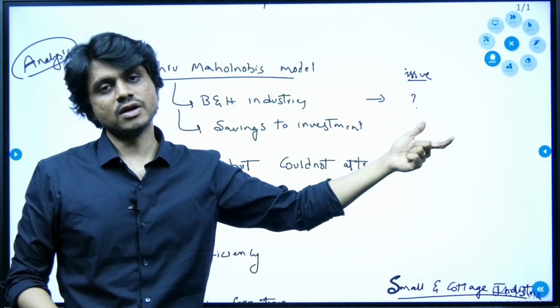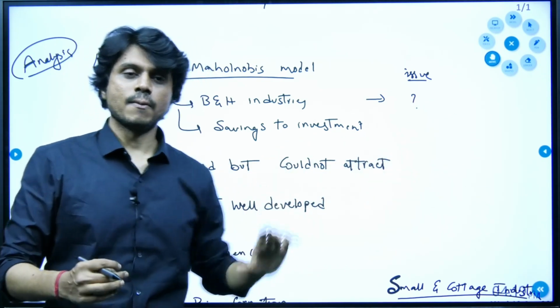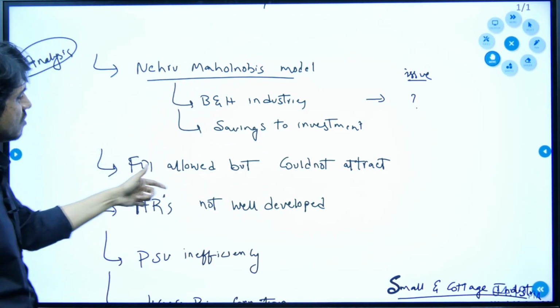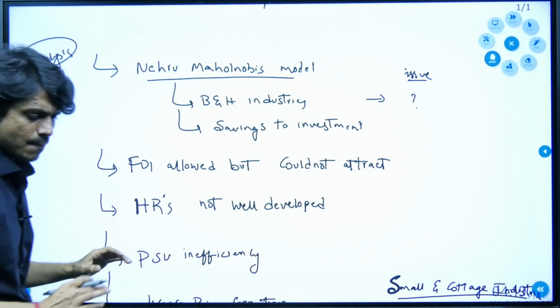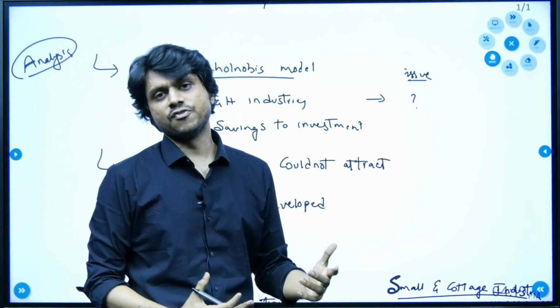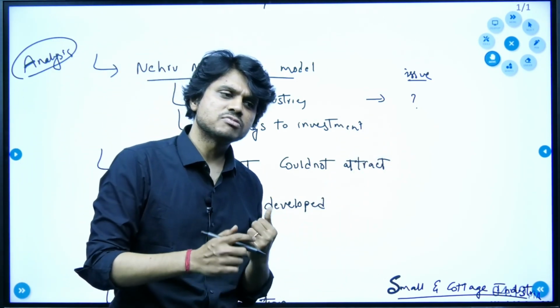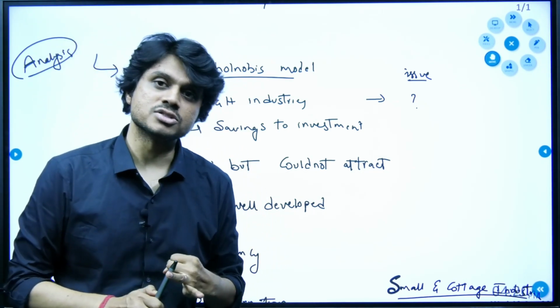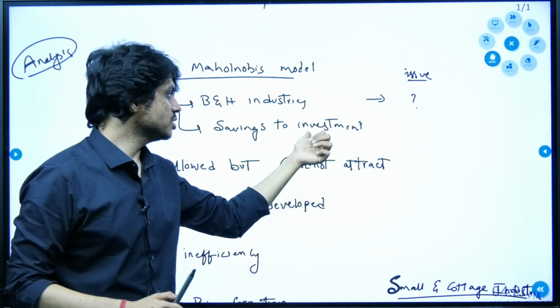Okay, this will lead to the investment. This was the approach they have followed, and they have allowed the FDI. So these things, but why has this failed? The model is good. They said, let's bring the model where the public sector undertakings would be encouraged. Savings will lead to the investment.